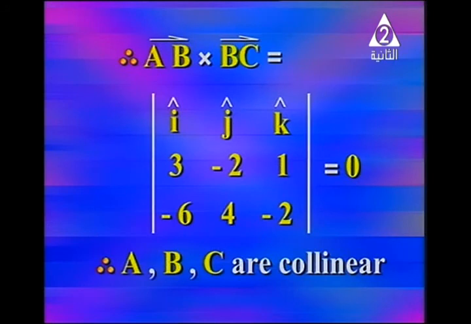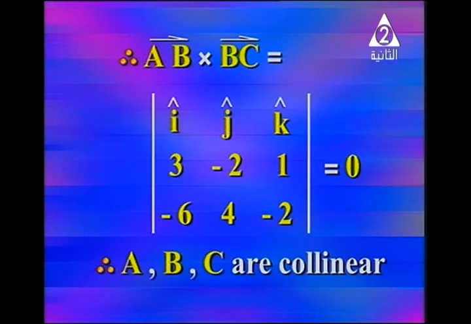When we prove that A, B, and C are collinear, we must prove that AB vector cross BC vector, its determinant, equals 0. In this case, we say that A, B, and C are collinear. This is the condition of collinearity: the determinant must equal 0. Why does the determinant equal 0?